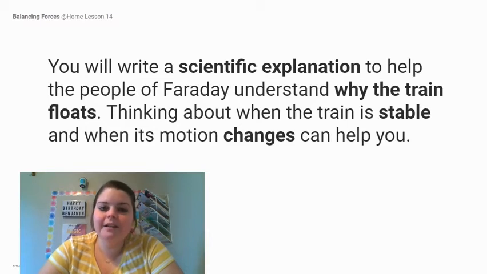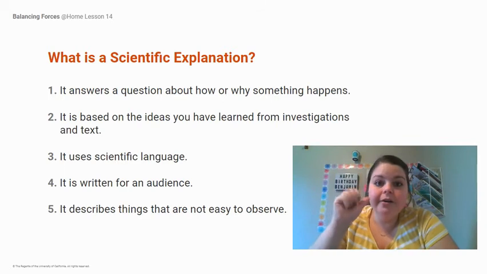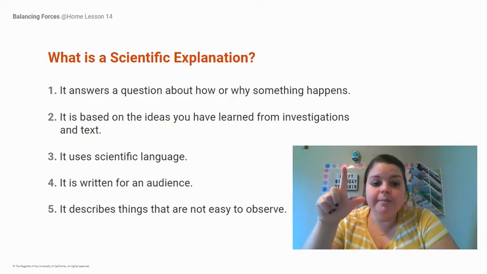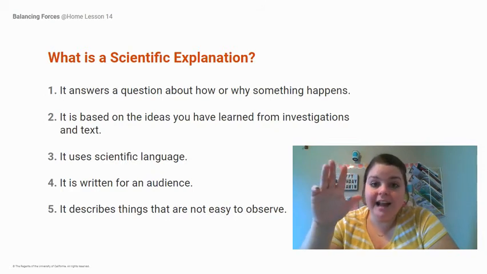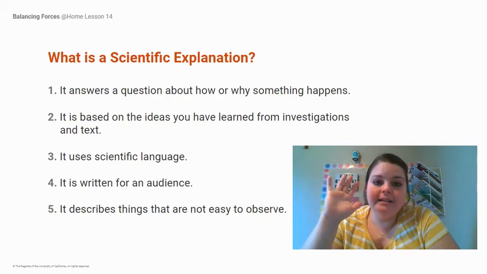Those are some important words to think about in your answer. Just a reminder, a scientific explanation has 5 parts. First of all, it answers a question about how or why something happens. Second, it is based on the ideas you have learned from investigations and text. Third, it uses scientific language. Fourth, it is written for a specific audience. And fifth, it describes things that are not easy to observe.